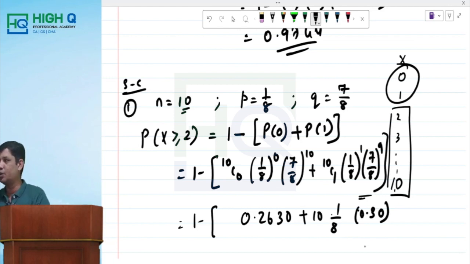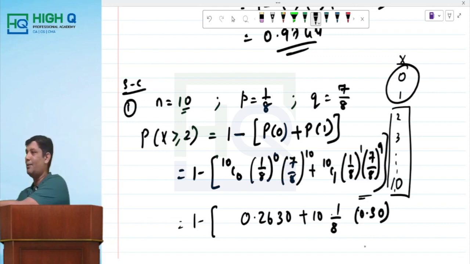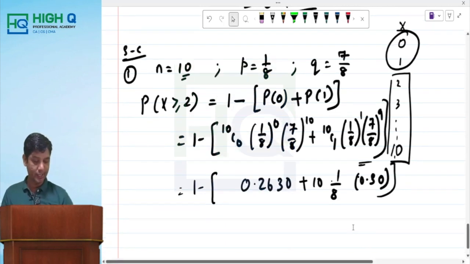Otherwise, most of the students are doing (7/8)^10 first. After that, what do they do? (7/8)^9 again. Instead, what to do? Find (7/8)^9 first. Then multiply into 7/8 and you will get (7/8)^10. One shot we can do it. Okay, now get the answer.